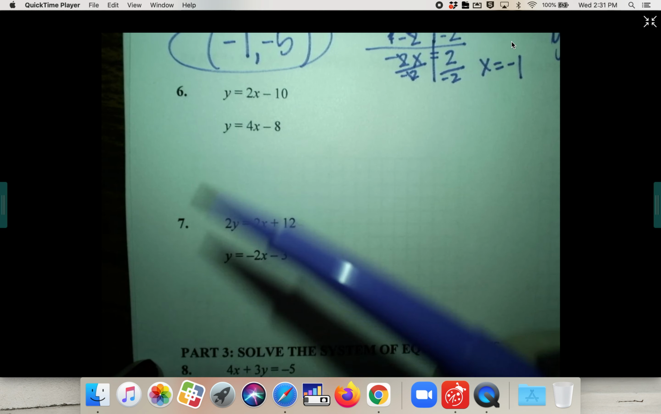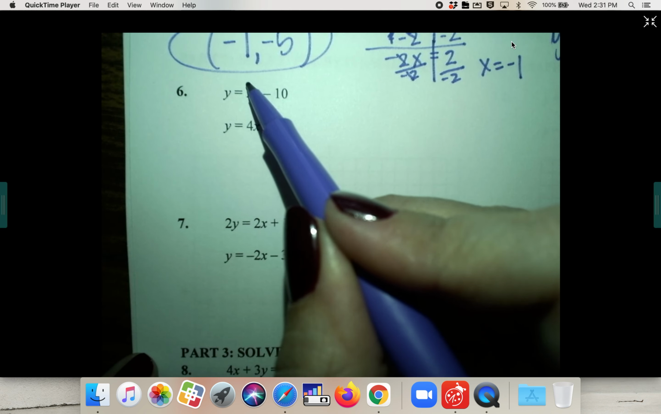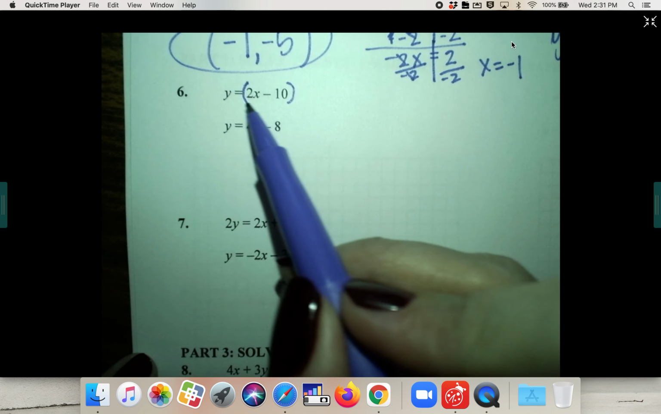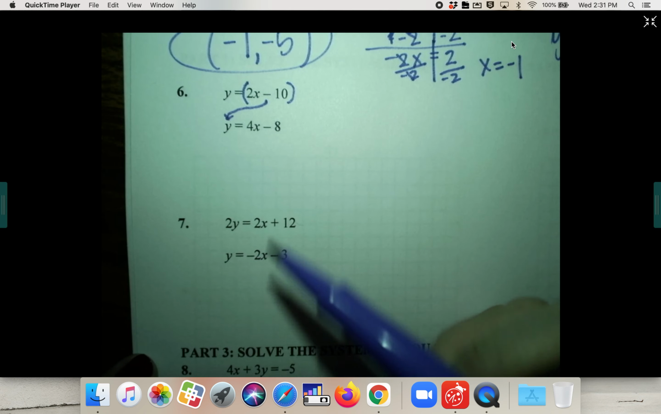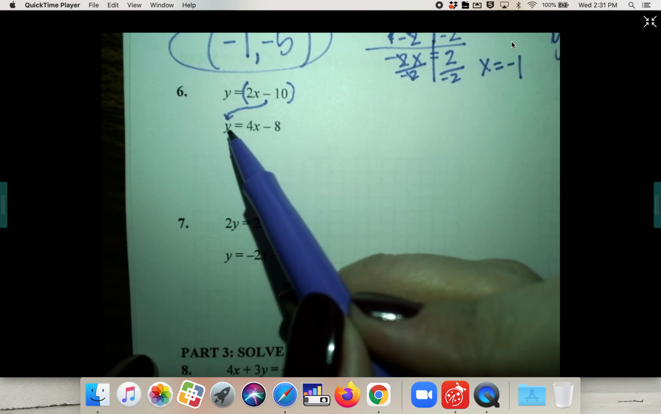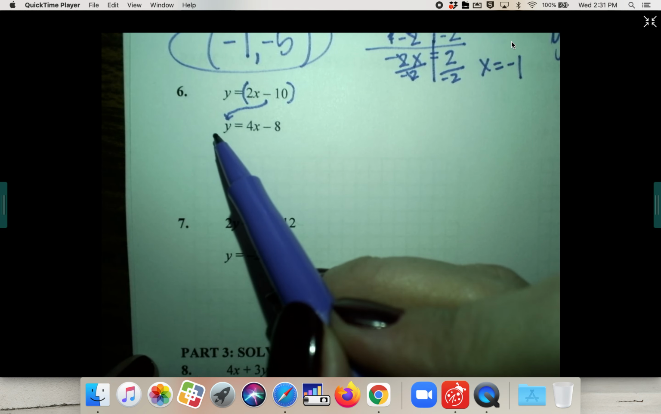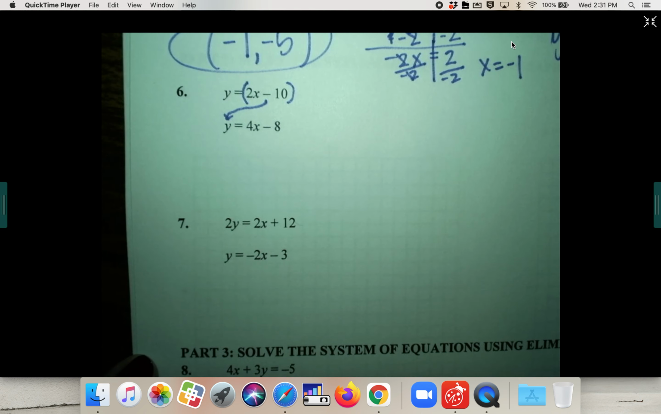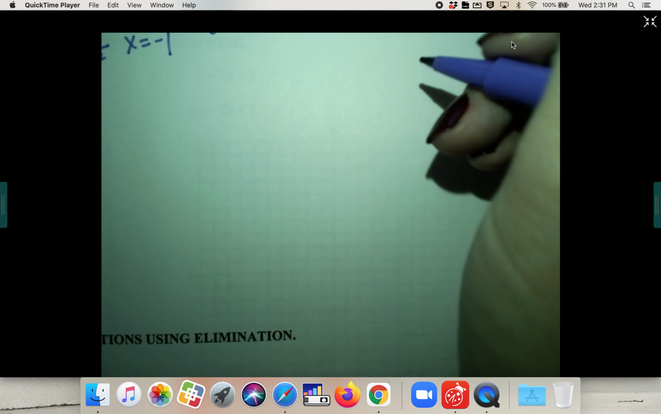All right, 6. Both of these are already rearranged by themselves, so it doesn't matter which one. So I am just going to take the top one, and it's what y equals. So I'm going to plug it in over here for y. And you don't really need parentheses on this one because you're not distributing it. It's just on this side by itself. So I'm going to rewrite this whole equation, but instead of y, I'm going to put 2x minus 10 equals 4x minus 8. So I'm going to go way over here where I have a little bit more space.